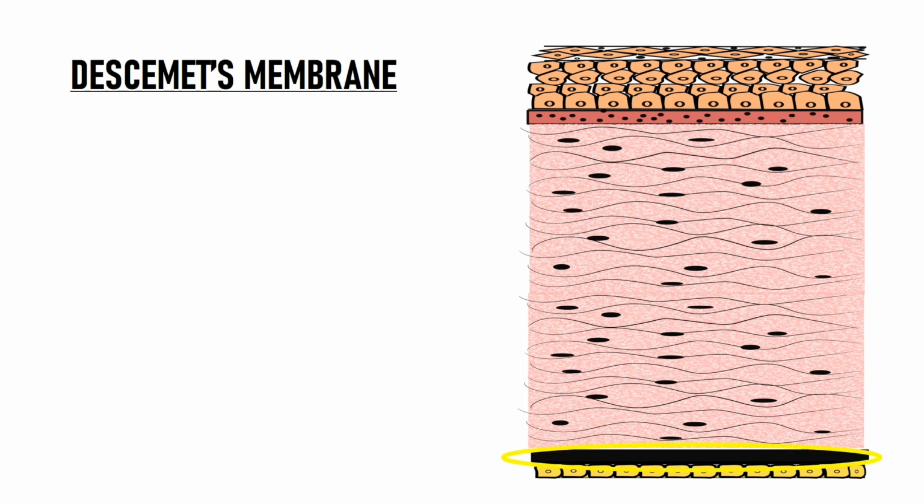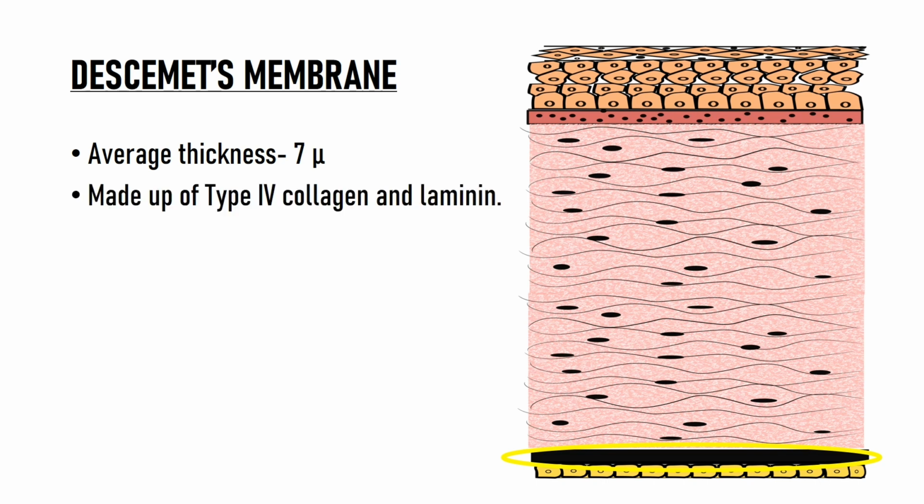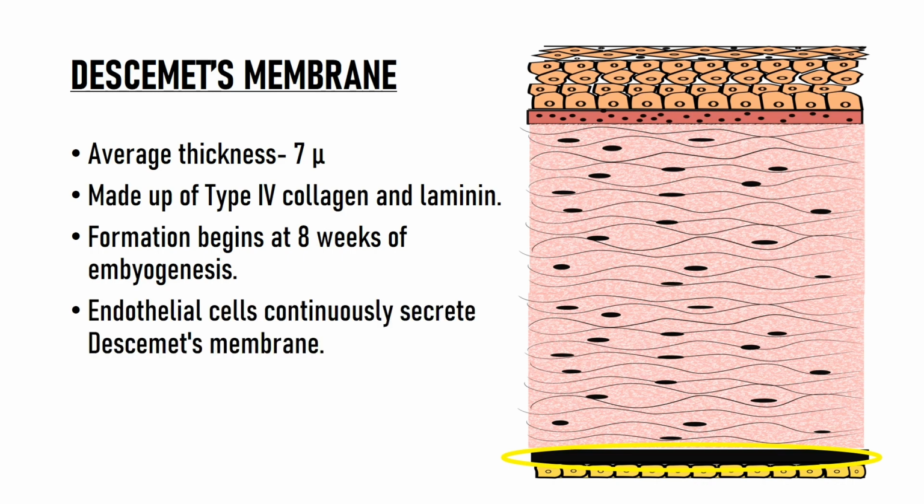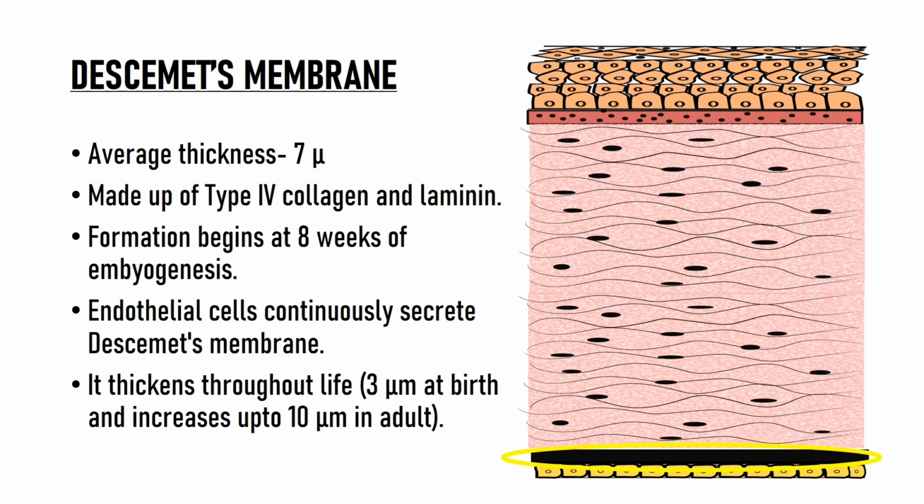The average thickness of Descemet's membrane is 7 microns and it is made up of type 4 collagen and laminin. The formation of Descemet's starts at 8 weeks of embryogenesis, where it is secreted by endothelial cells which continue to secrete it even after birth. The membrane thickens throughout life. It is 3 microns at birth and can reach up to a thickness of 10 microns in adulthood.